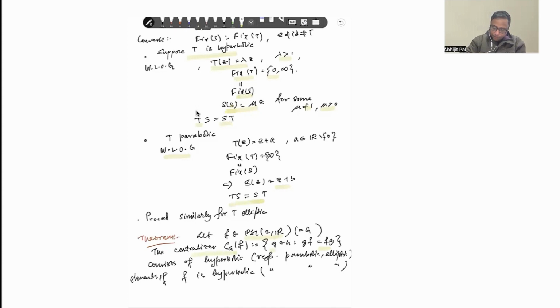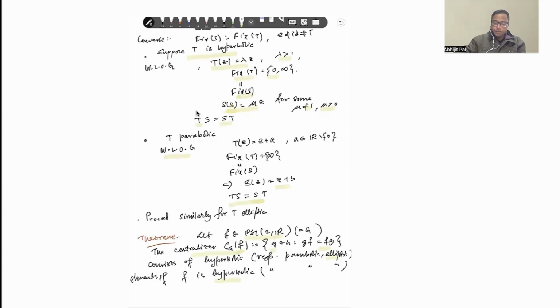Okay. Now if I assume f to be a hyperbolic isometry, it means that the fixed point of f is a 2-point set. And if I take g to be an element from the centralizer, so g and f commute with each other, then the fixed point of g will be the same as the fixed point of f. So again, g will be hyperbolic. So if I assume f to be hyperbolic, the centralizer will contain only the hyperbolic elements. If I assume f to be parabolic, then the centralizer will contain only the parabolic elements. And if I assume f to be elliptic, then the centralizer will contain all the elliptic elements.